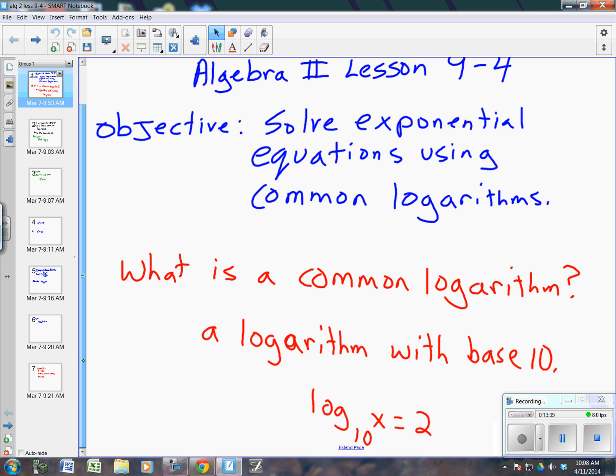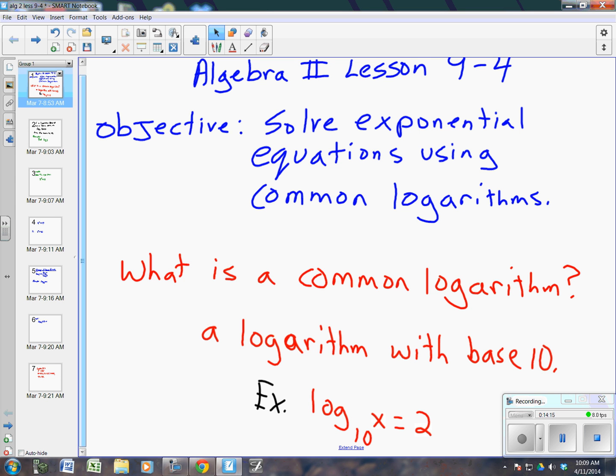So to begin with, I want to talk about what is a common logarithm. Write down that question. What is a common logarithm? And the answer is written right there. A logarithm with base 10. And there's an example right down here. Log base 10 of x equals 2. That's a common logarithm because the base is 10. They call it the common logarithm because it's the most commonly used base.